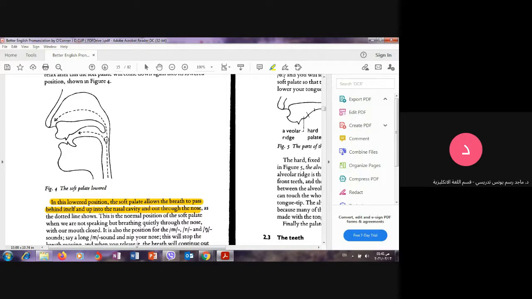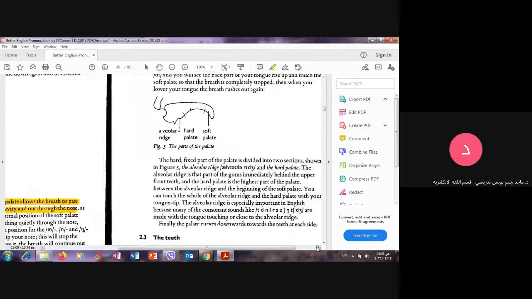So these are the two movements of the soft palate. They are either raised and all the air goes through the mouth to produce oral sounds, or they are lowered and the air goes through the nose to produce nasal sounds. Now this is the first division, when we divide the palate into hard and soft.